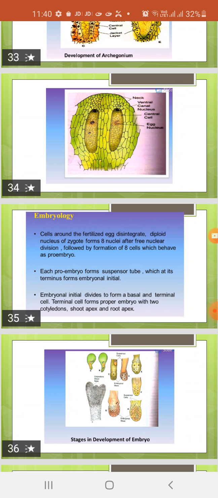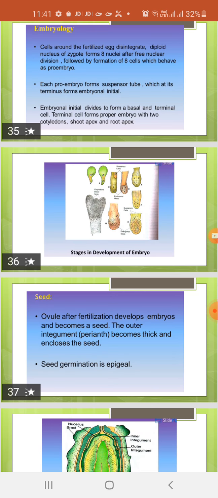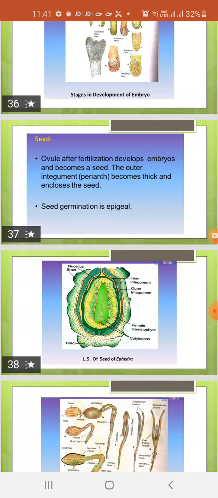Embryology. The cells around the fertilized egg disintegrate, and the diploid nucleus of the zygote forms 8 nuclei after free nuclear division, forming 8 cells which behave as a proembryo. Each proembryo forms a suspensor tube, which at its terminus forms the embryonal initial. The embryonal initial divides to form the basal and the terminal cell, and the terminal cell forms the proper embryo with 2 cotyledons, shoot apex and root apex. The ovule after fertilization develops the embryo and becomes the seed.